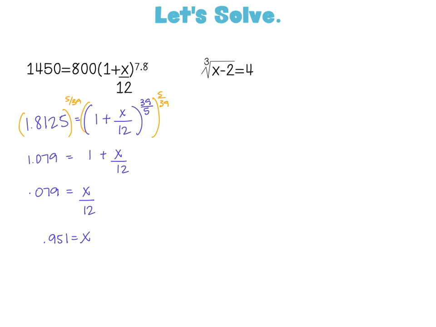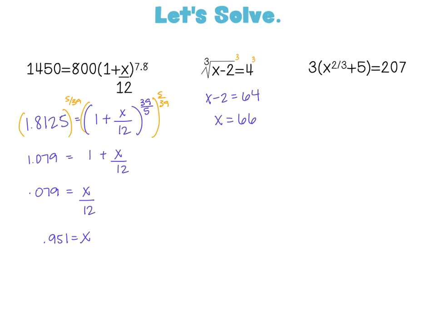I've got a cube root. To get rid of that cube root, I'll need to cube both sides. They will cancel, to where I'm just left with x minus 2, and then 4 cubed is 64. Add that 2 over. That is my answer.